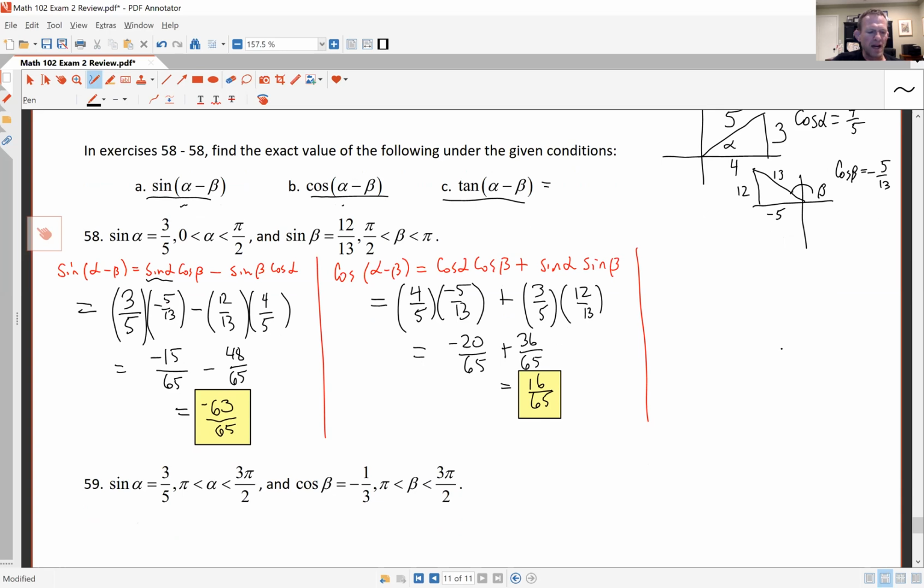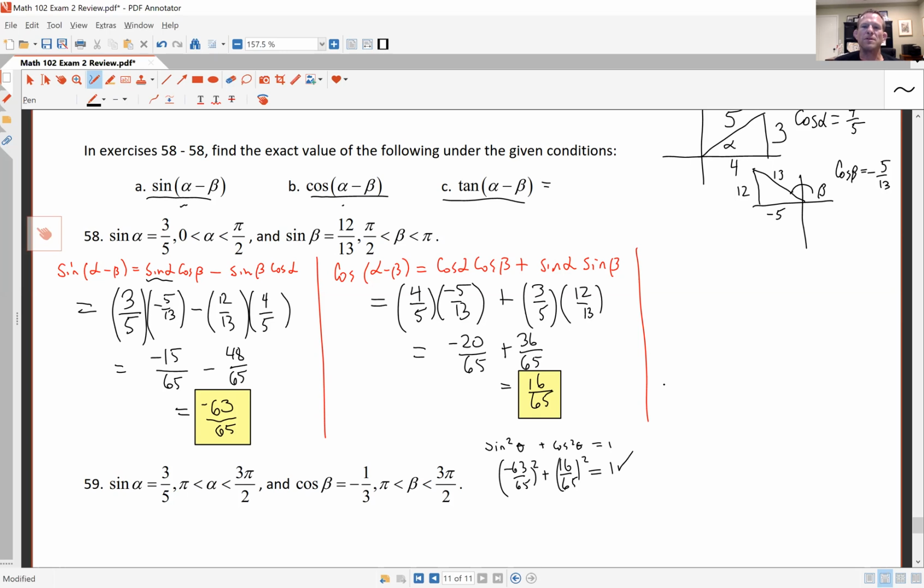Okay, so for me, I don't like to move forward until I check this, that the sine squared plus the cosine squared equals 1. And so negative 63 over 65, when I square that, and 16 over 65, when I square that, this does in fact check out to equal 1.